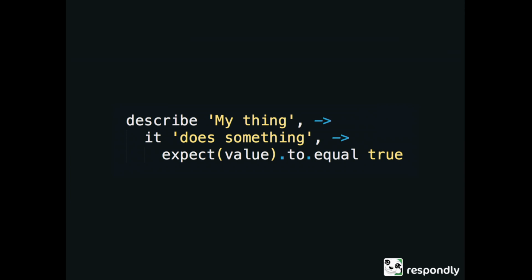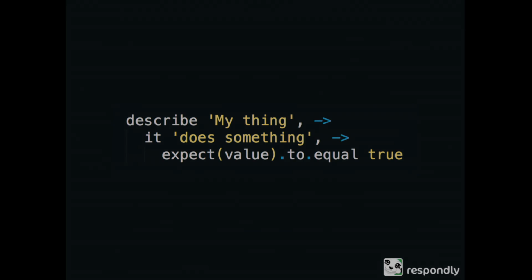So anyone who has come from RSpec or RubyLand will recognize this. A describe statement will describe my thing. Within that suite, we have a set of specs. So it does something. And then within that, we expect a value to equal something. We can assert its correctness.